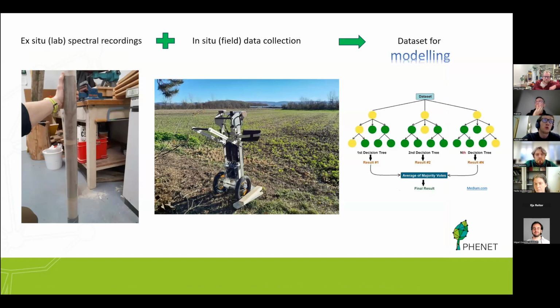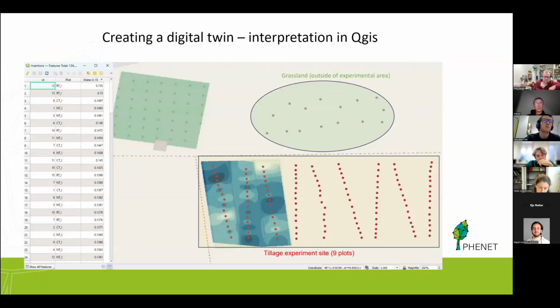And we also collected our soil and took it back to the lab, and we captured ex situ spectra on it. This is also very important, I will say why later. With the combination of the in situ and ex situ data, we were ready to start modeling. I also wanted to mention the creation of a digital twin of our experimental area, which I just showed you. Here you can see the interpretation of this in QGIS, how it looks.